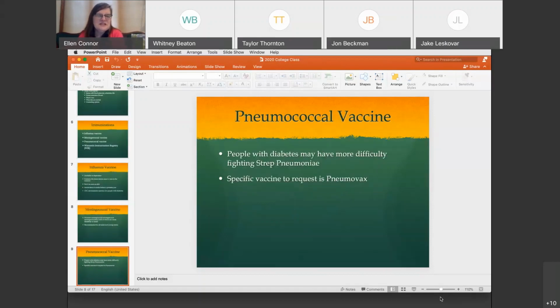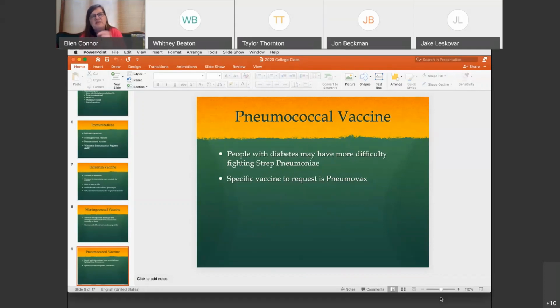The next vaccine is one that's a little bit more specific. The pneumococcal vaccine is against a bacteria called Streptococcus pneumoniae, and it causes pneumonia, sinus infection, and ear infections, but it can cause an overwhelming bacterial infection, which we call sepsis. It's just when the bacteria is actually in the bloodstream. And it's more common in certain groups of people. One of those groups is people with diabetes. So it's recommended that everyone who's got type 1 diabetes get the Pneumovax.